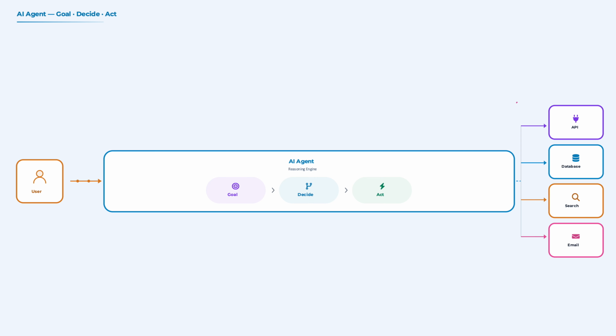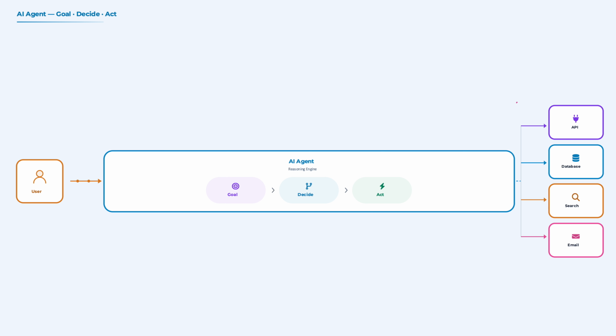For example, imagine you ask an AI, find all failed payments from today and send me a summary. A simple chatbot might just tell you, I can't access your payment system. But an AI agent could potentially do something like this. First, understand that you want information about failed payments. Then use a tool to retrieve the payments. Then analyze the results. Then generate a summary. And finally, use another tool to send that summary.